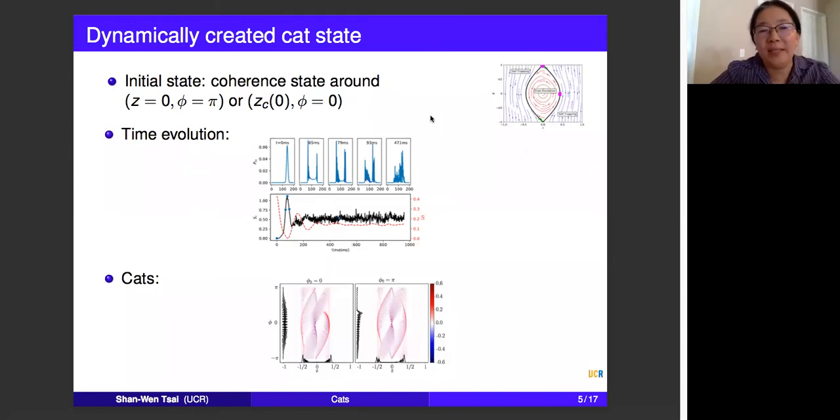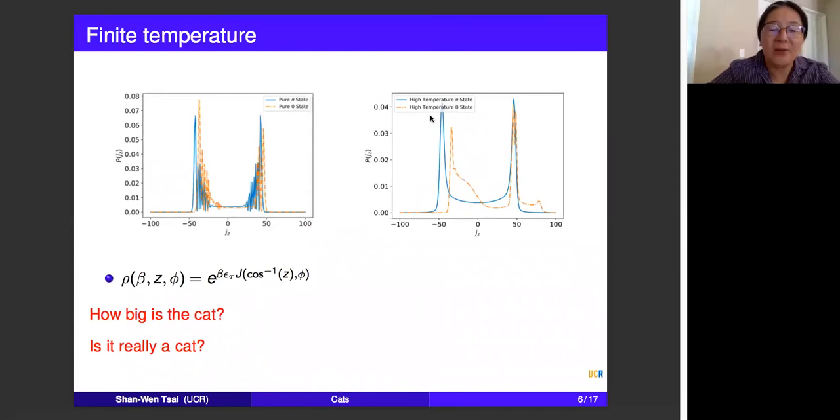Okay, so that would be the cat state. And now we can also introduce temperature. The first plot is what we had before, just a pure state evolving. We can consider an ensemble and evolve that. Some of the same arguments in which the cat is formed also apply when introducing temperature. Here it involves relatively large temperature: beta epsilon is 1/10. But you can do it at different temperatures.